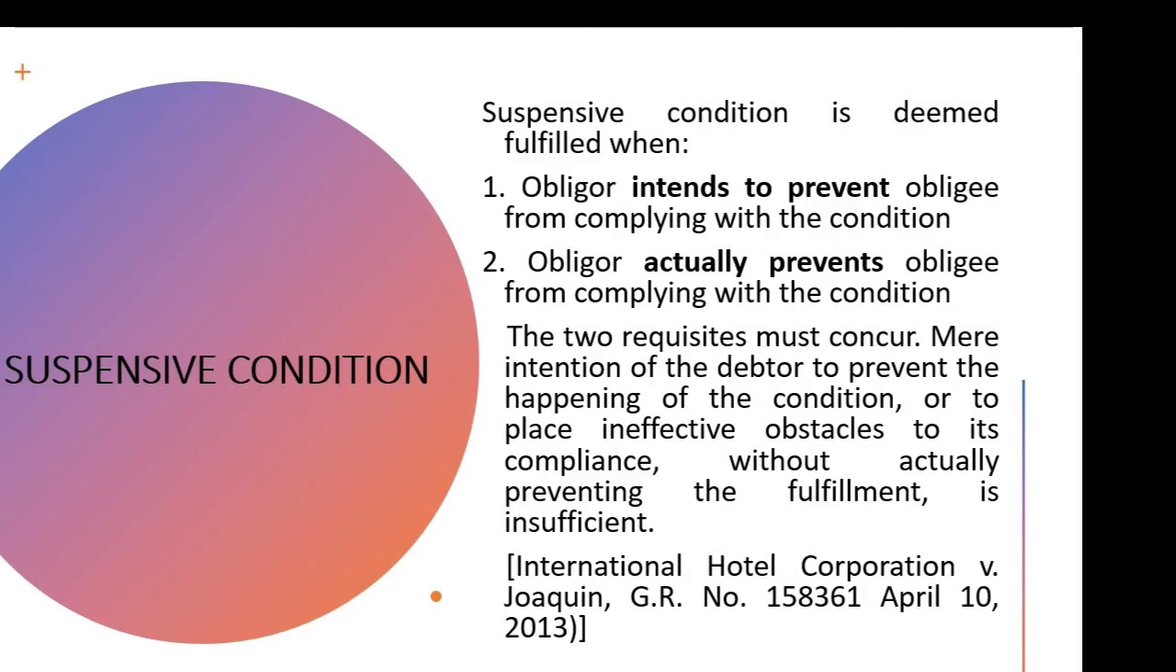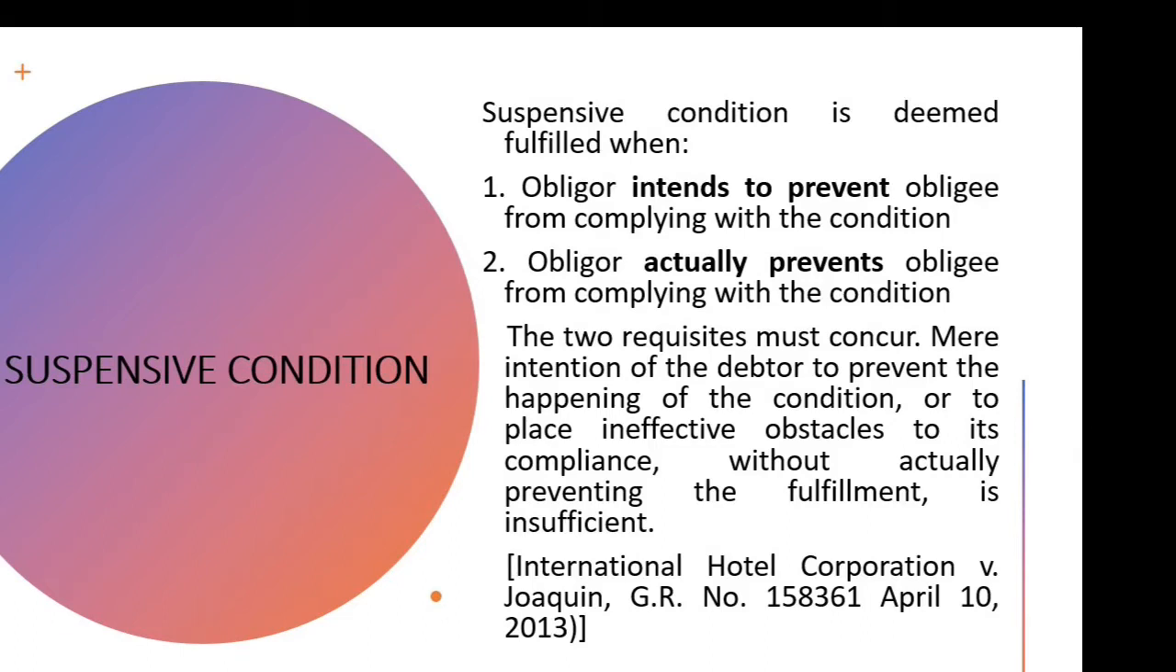A suspensive condition is deemed fulfilled when: 1. The obligor intends to prevent the obligee from complying with the condition. 2. The obligor actually prevents the obligee from complying with the condition. The two requisites must concur. Mere intention of the debtor to prevent the happening of the condition or to place ineffective obstacles to its compliance without actually preventing the fulfillment is insufficient.